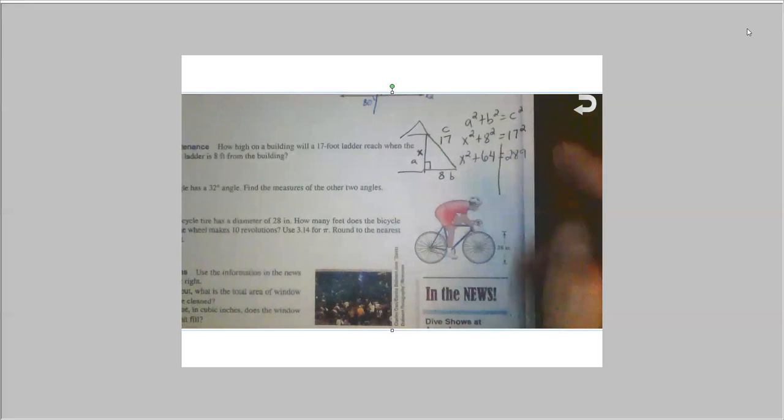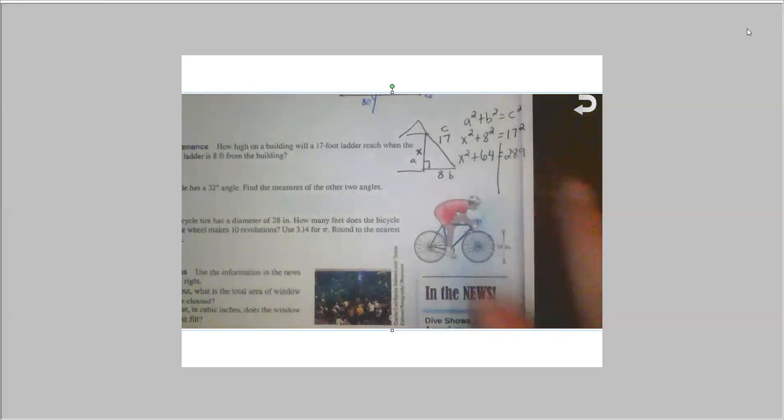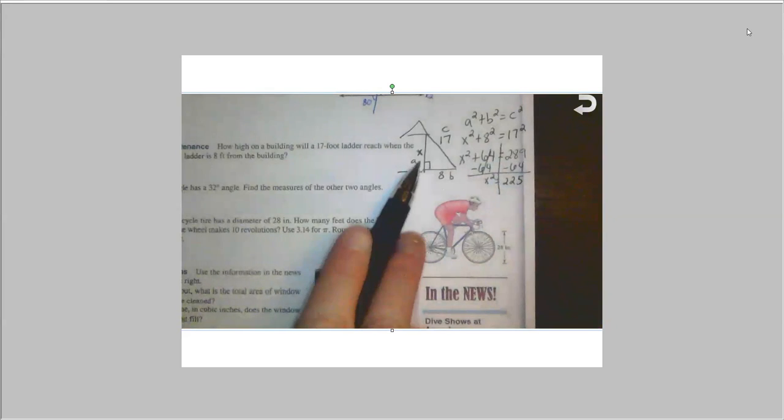17 times 17 is 289. You know, this is an equation like what we practiced last week. I'm going to subtract 64 on both sides. X squared equals 225. But I don't want to know what x squared is.